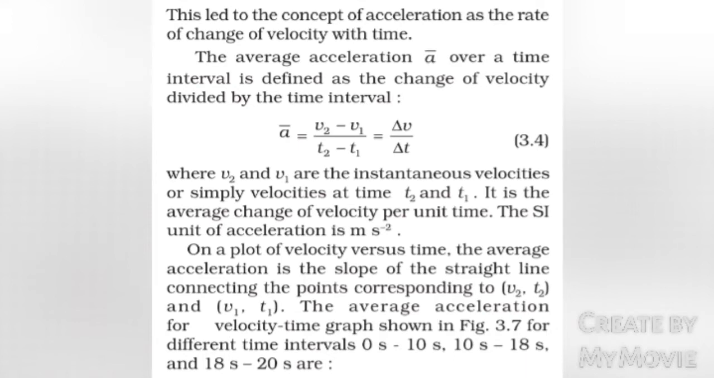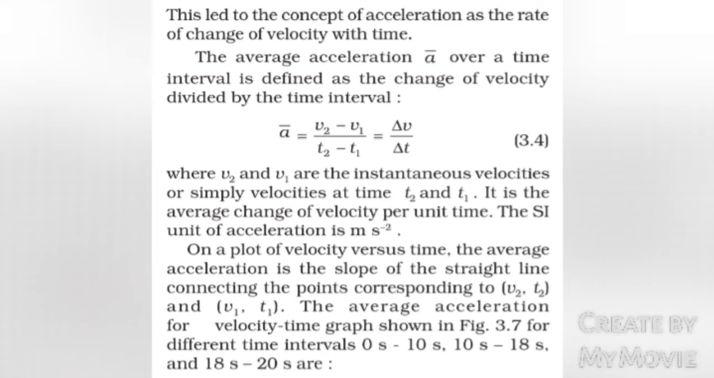The average acceleration a over a time interval is defined as the change of velocity divided by the time interval. a equals v2 minus v1 divided by t2 minus t1, which equals delta v divided by delta t, where v2 and v1 are the instantaneous velocities, or simply velocities, at time t2 and t1. It is the average change in velocity per unit time. The SI unit of acceleration is meter per second square.